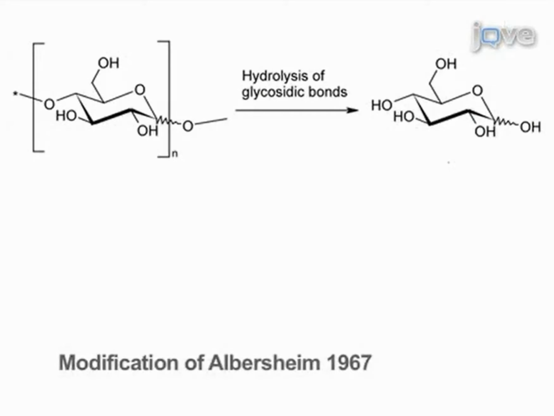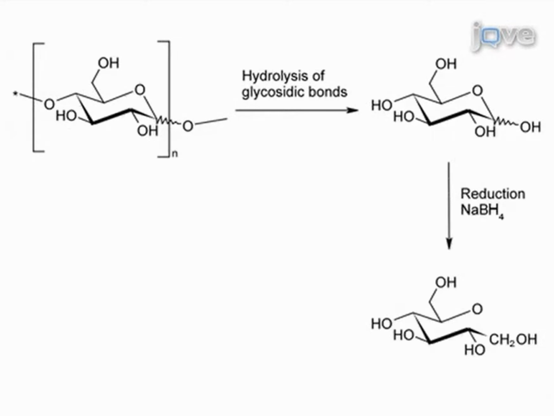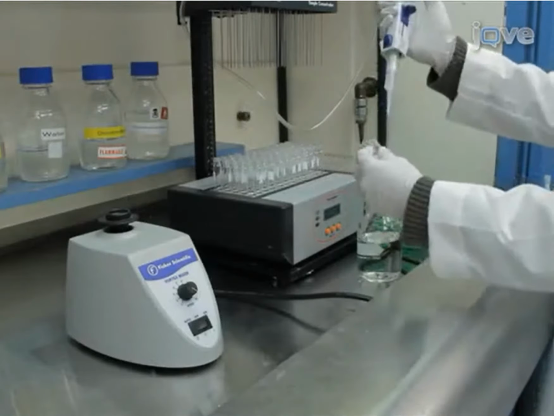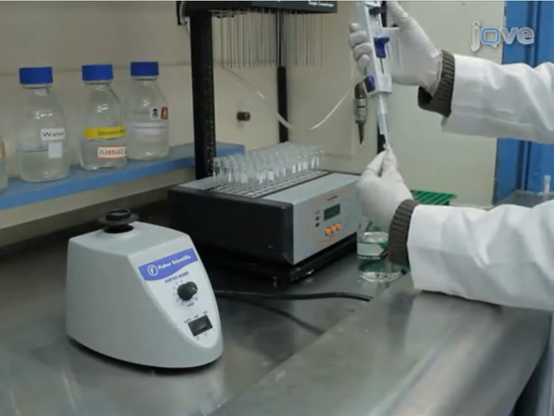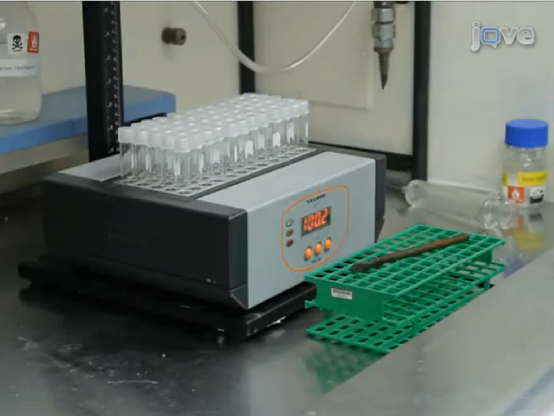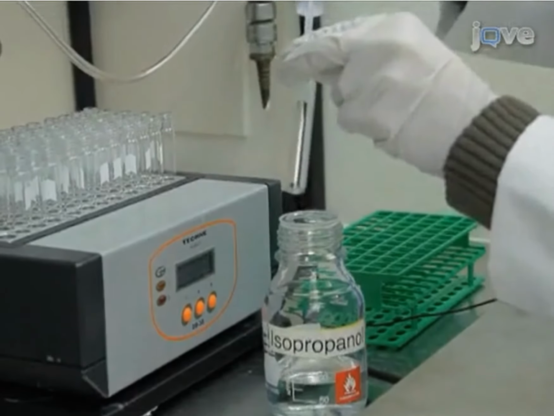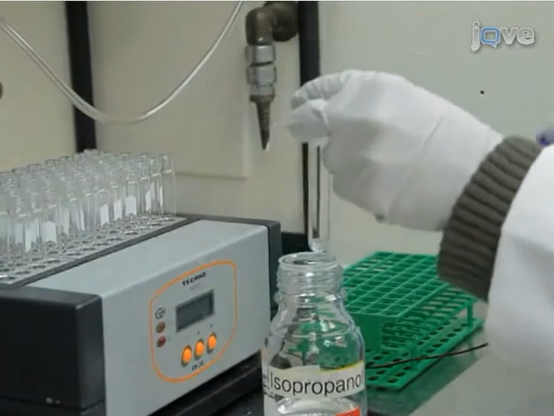In order to enable identification of the monosaccharides by gas chromatography, perform an alditol acetate derivatization. First, reduce the monosaccharides to their corresponding open ring alditols, which are then acetylated. Consult the accompanying written protocol for detailed instructions. Each step of the procedure follows the previously shown protocol: addition of reagent, incubation, evaporation under a stream of air, followed by removal of excess reagent by various washing steps.